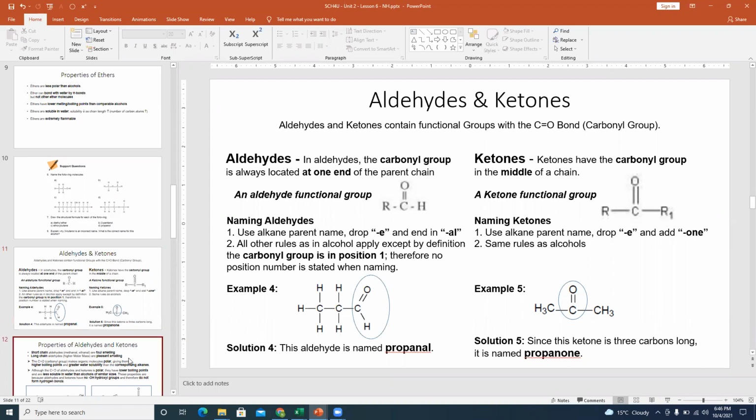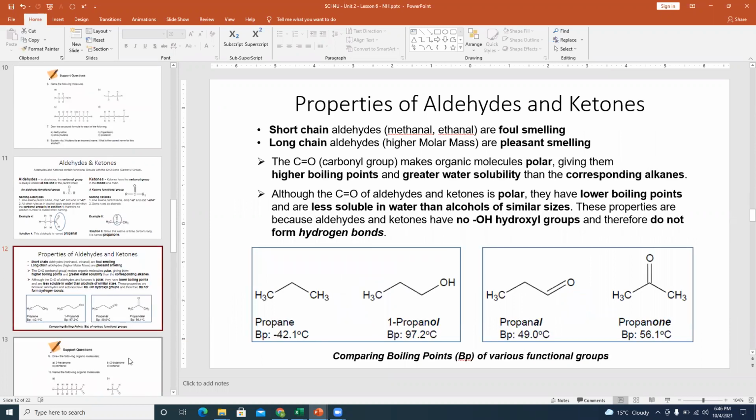Okay, so some of the properties that we can think about for aldehydes and ketones. Short chain aldehydes, such as methanal and ethanal, are typically very foul smelling. They smell pretty bad. Whereas long chain aldehydes of higher molecular mass are generally very pleasant smelling. They tend to have good smells.